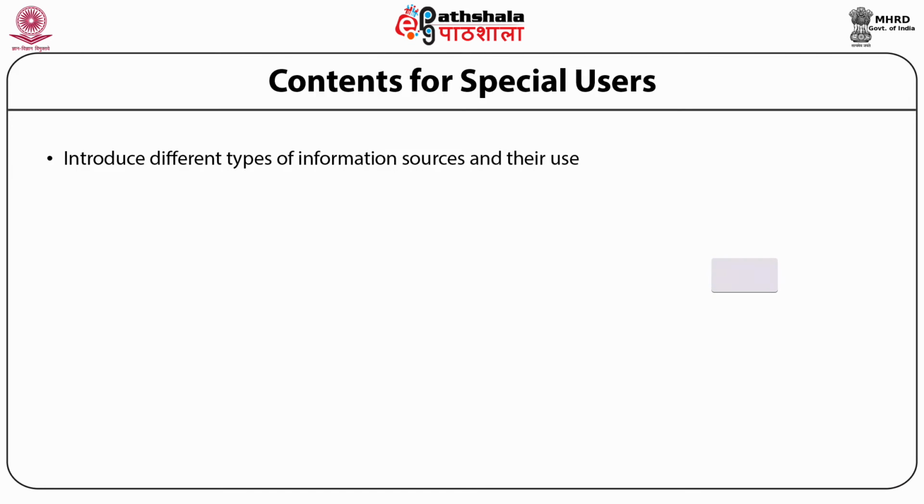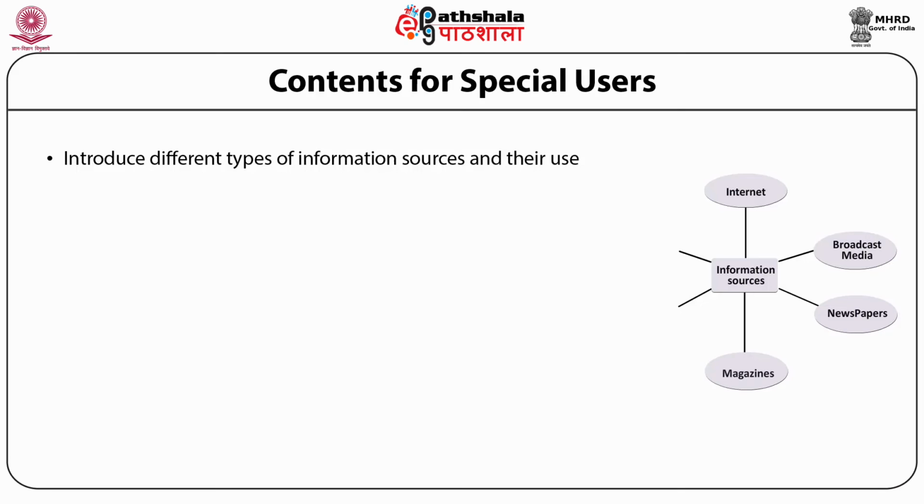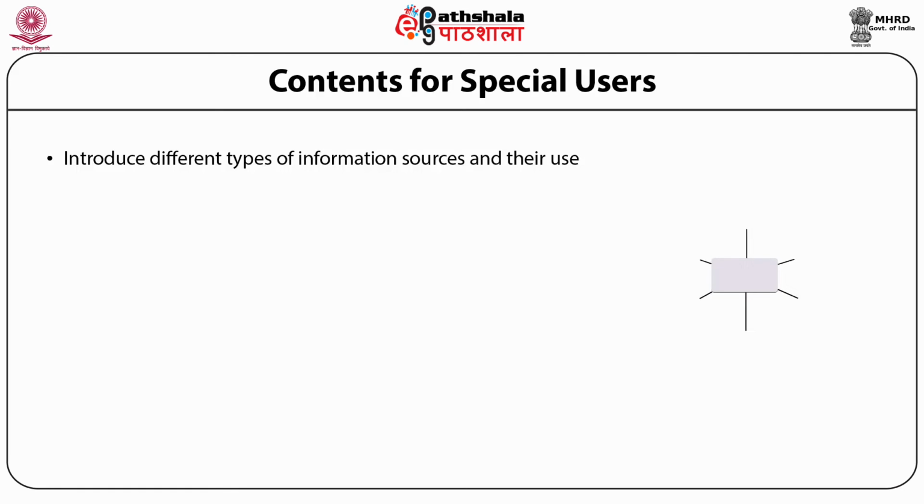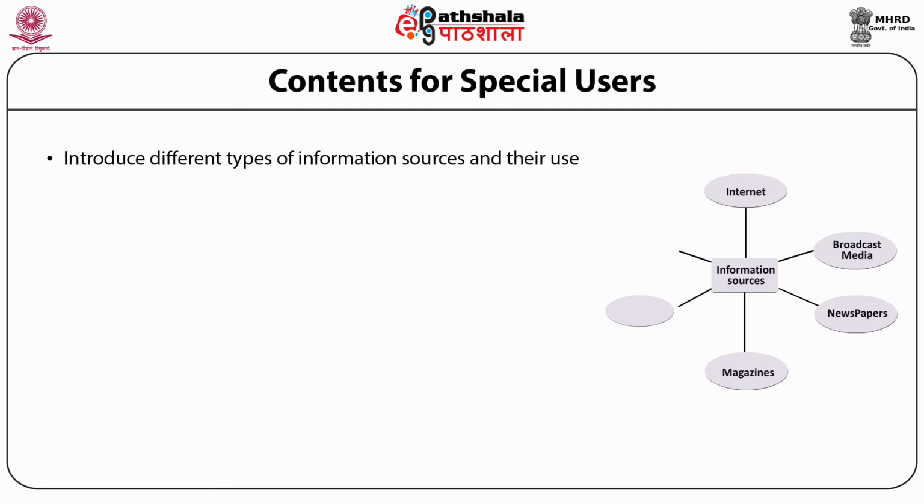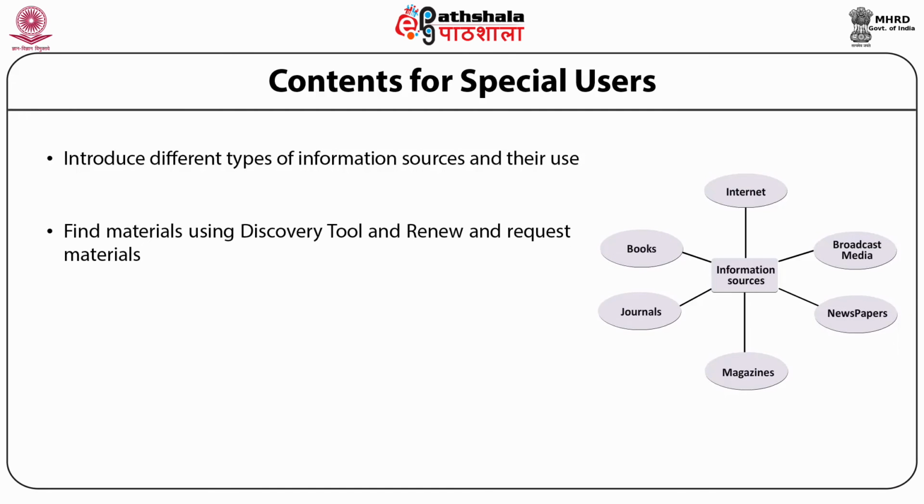Introduce different types of information sources and their use: primary, secondary, tertiary types of sources, periodical, article, refereed journals, collections, and all these types of sources should be introduced to the user so they can understand what types of sources there are and what the significance of the type of information they are providing is. Find material using discovery tools and renew and request material.